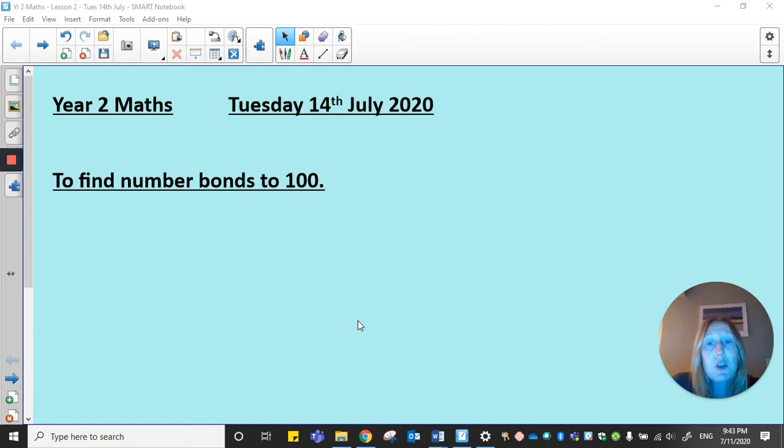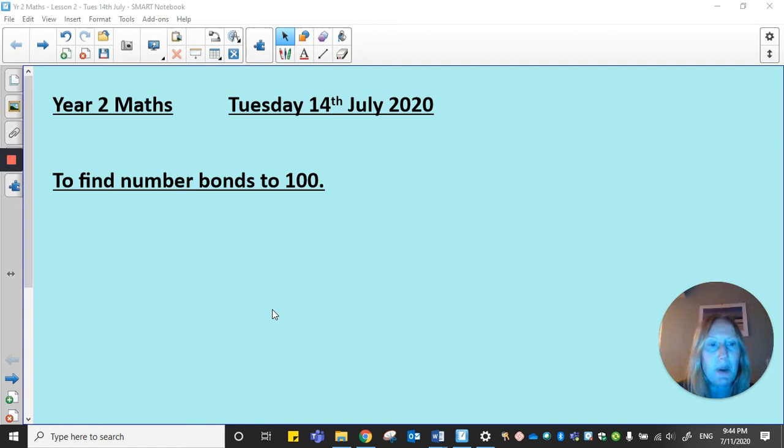So yesterday we were just looking at multiples of 10, so numbers that have 0 at the end. They're just tens, they're made up of just tens. Today we're going to look at number bonds to 100 that might have some ones in them as well. And we'll see how that affects the missing number.